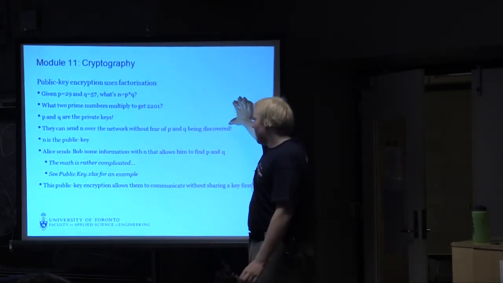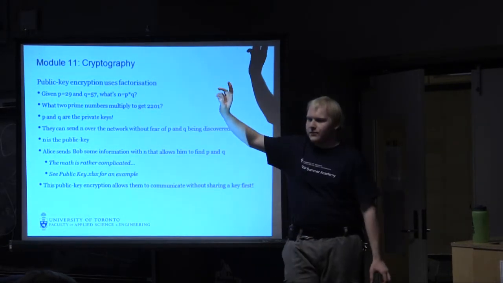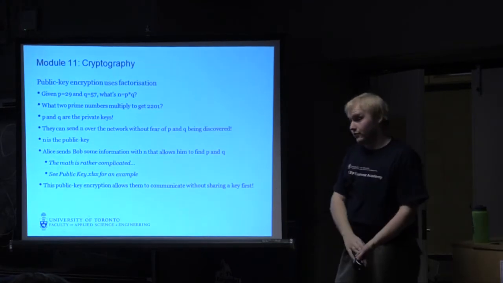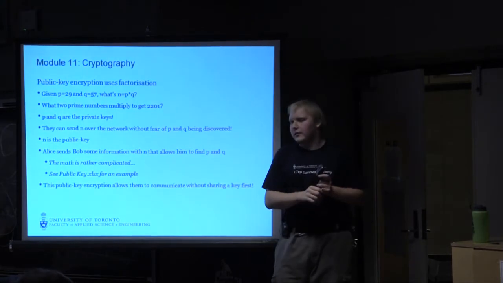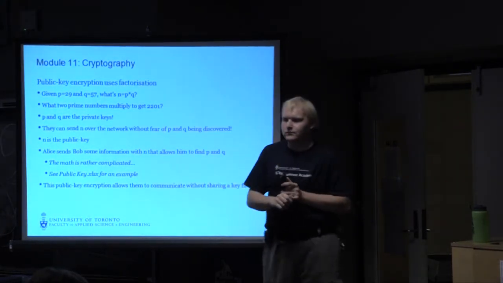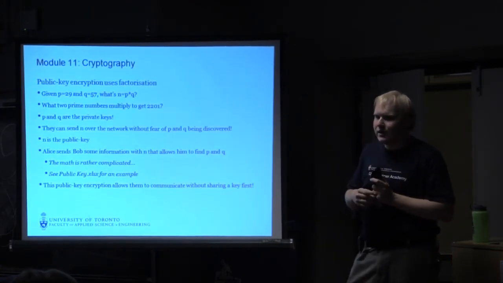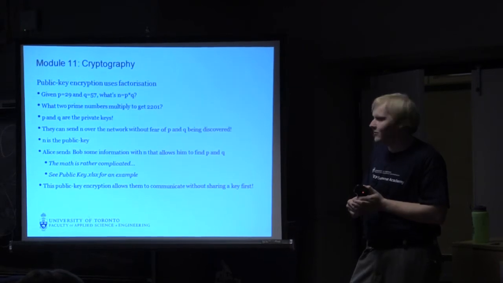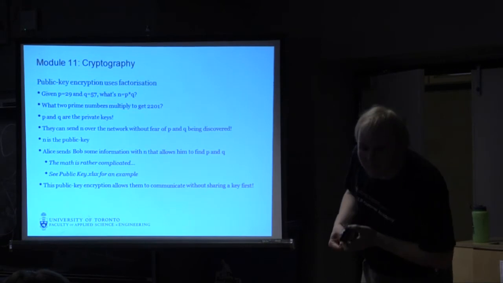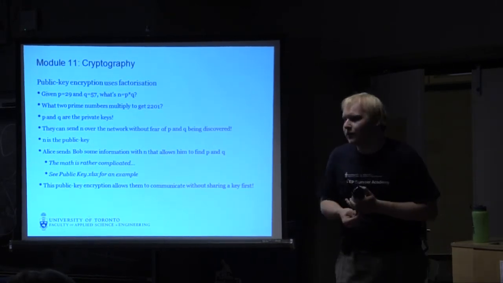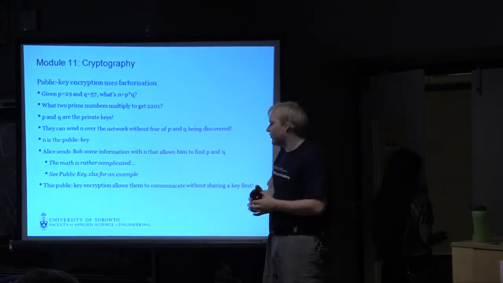It bases itself on the fact that factorizing a large number into 2 large primes is very, very difficult to do, right? So given p equals 29 and q equals 57, what is p times q? We'll call that n. You guys all know how to do that? Sarah's getting 1,653, right? Calculating that n takes 2 seconds to do.